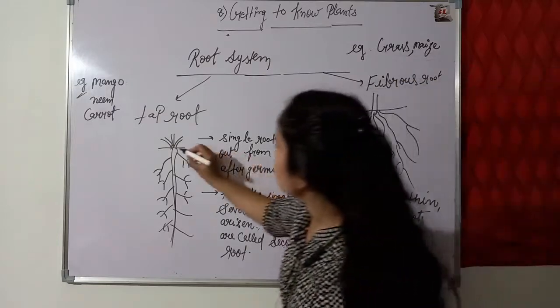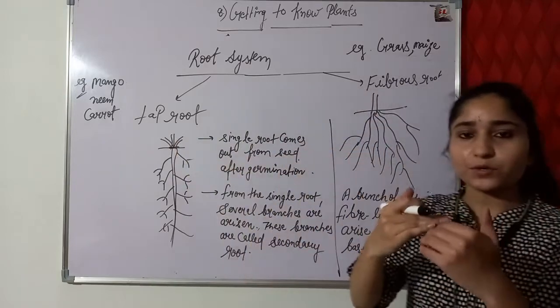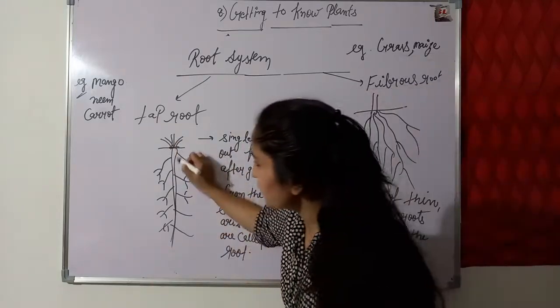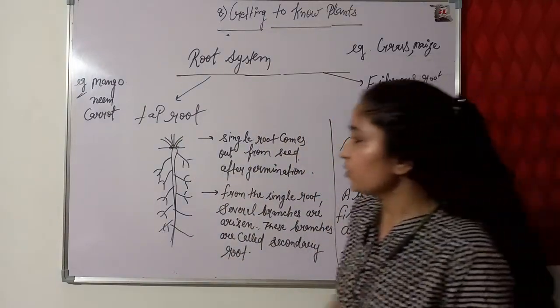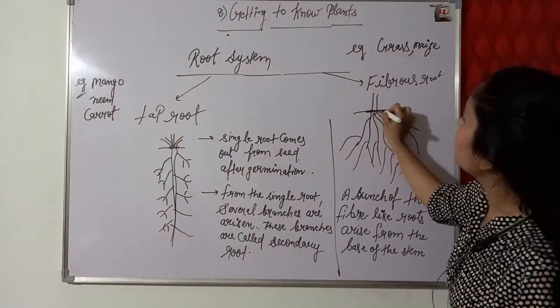And this is the stem, the basal part of the stem, because on the basal part of the stem, root structures appear or arise. So this is the basal part of the stem, and here this is also a basal part of the stem.